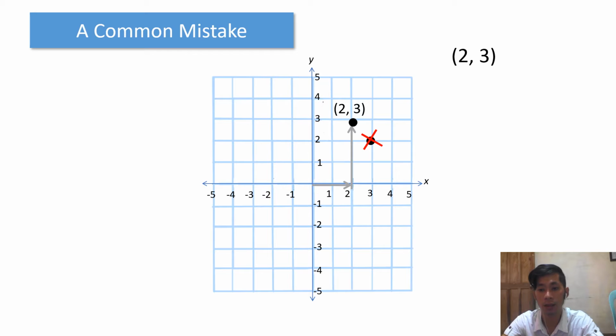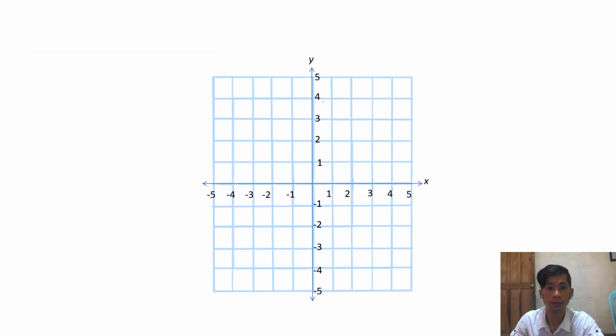And that is not correct. So let's plot the ordered pair (2, 4). First, we count 2 units to the right side, then 4 units up. Always remember to start with 0. Then look at the x-coordinate or the abscissa. Since it is positive, you go to the right side. And since y or the ordinate is positive, you go up.